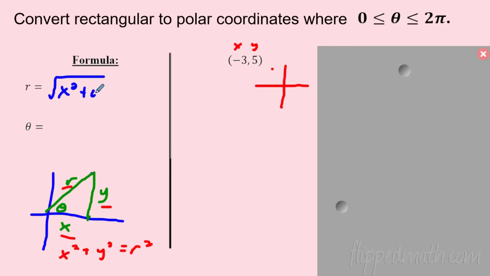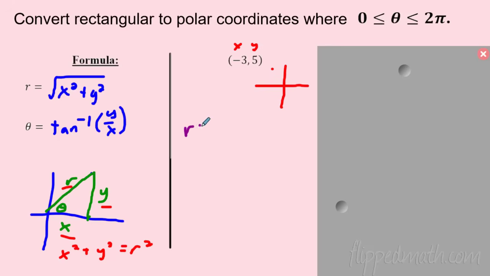Awesome. And then down here in theta, how do I find theta? Well, that's just an inverse tangent, isn't it? So I want to do inverse tangent, opposite over adjacent. So I'm going to take the inverse tangent of y over x. There it is. There's your formulas. So now we got them. Let's use them here. So I want to find r.